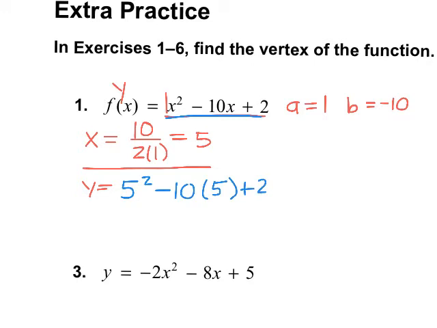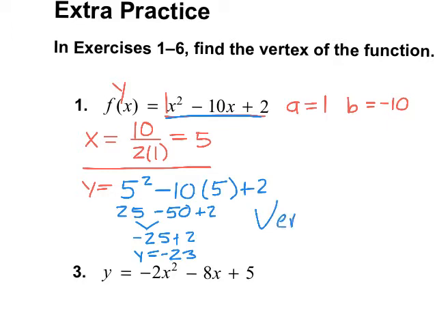So 5 squared is 25. Negative 10 times 5 is minus 50. And then plus 2 more. So 25 minus 50 is negative 25. Plus 2 more would be negative 23. So y equals negative 23. So then for your vertex, you put it all together. So x comma y would be 5 comma negative 23. That would be my vertex.